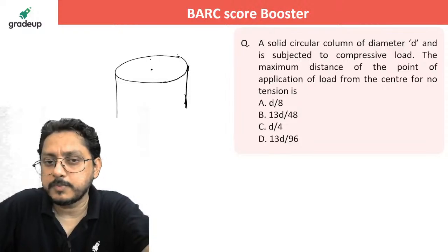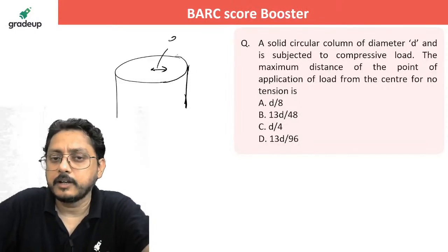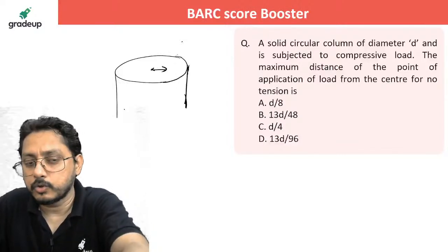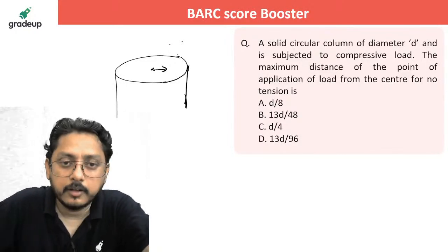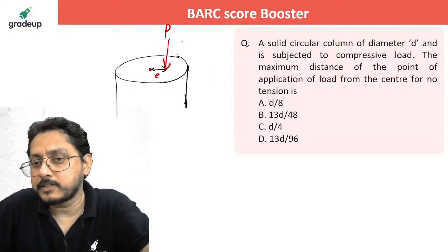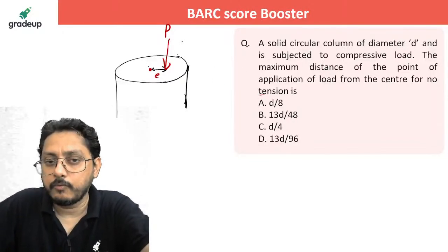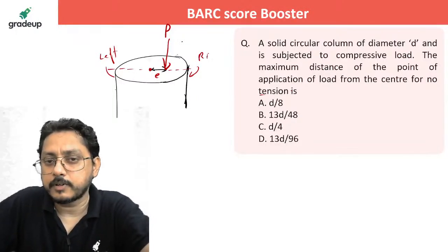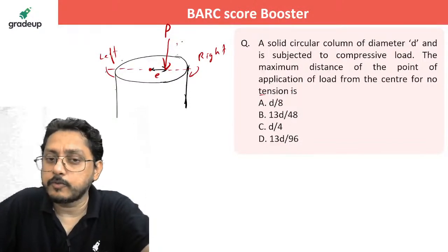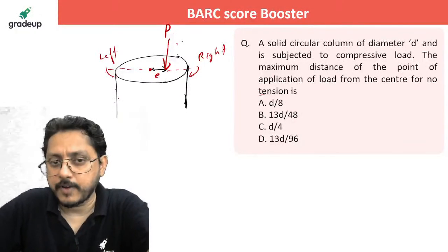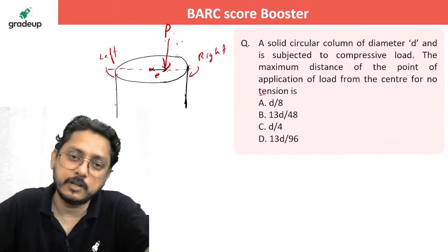Now he is asking what must be the distance from the center so that if you apply the load there, no tension will occur. Load must be applied at an eccentricity so that there is no tension. What does no tension mean? Suppose this is your left face fiber and this is your right fiber. If you apply the load here, obviously the left one will come under tension due to the bending stress. Now if I think about the left fiber, first of all it will be under compression due to the application of the load.